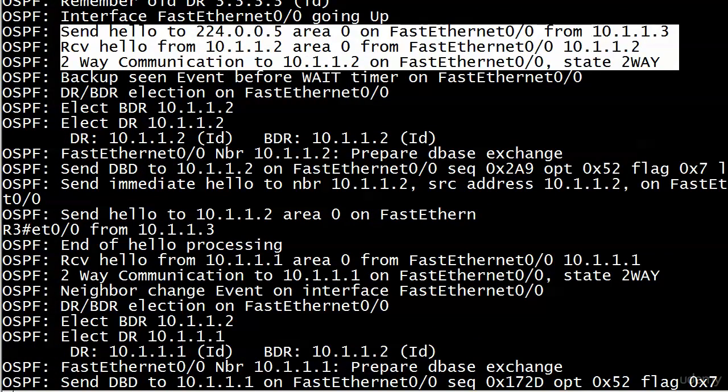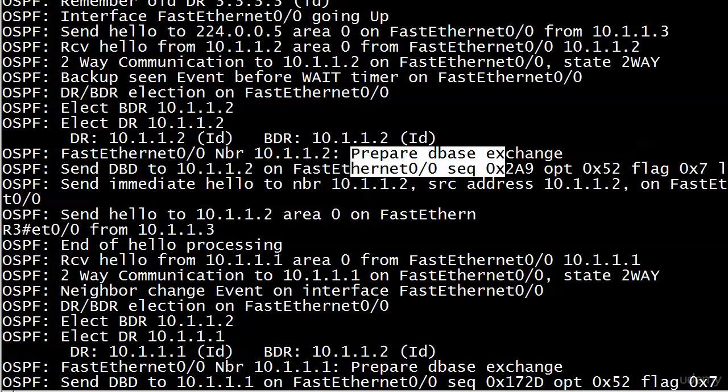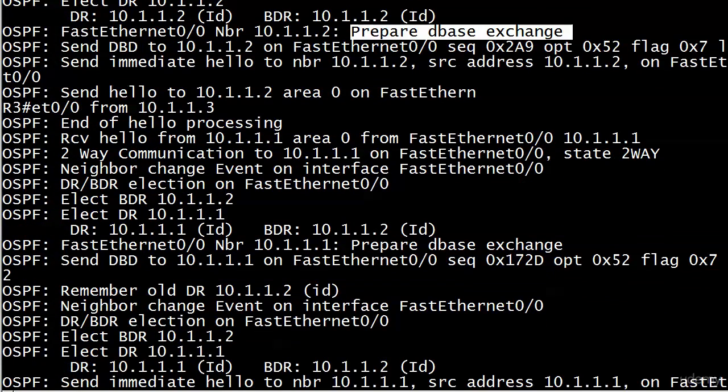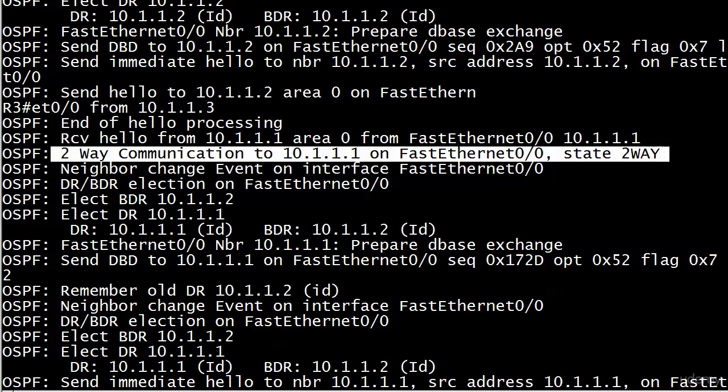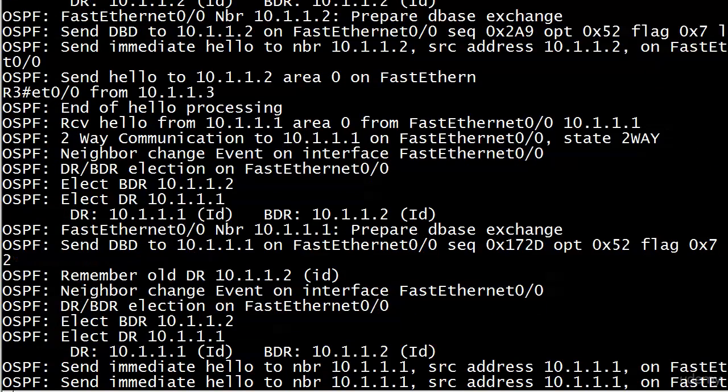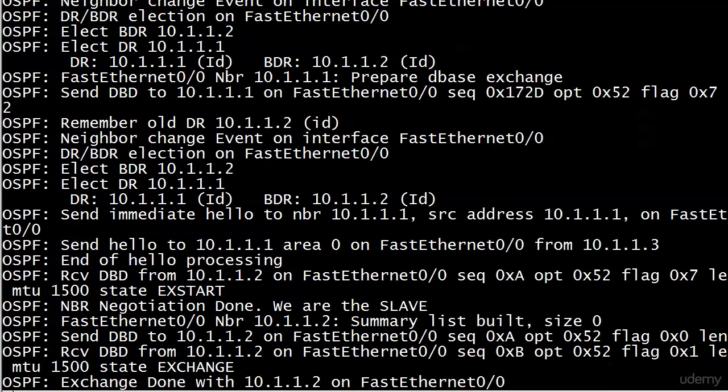So we see a little something here about preparing the database exchange. So we're preparing for that. Do some LSA exchanges. You see here two-way communication to 10.1.1.1, and that's to router 1. State two-way, that's really good. Prepare database exchange, we're looking good.